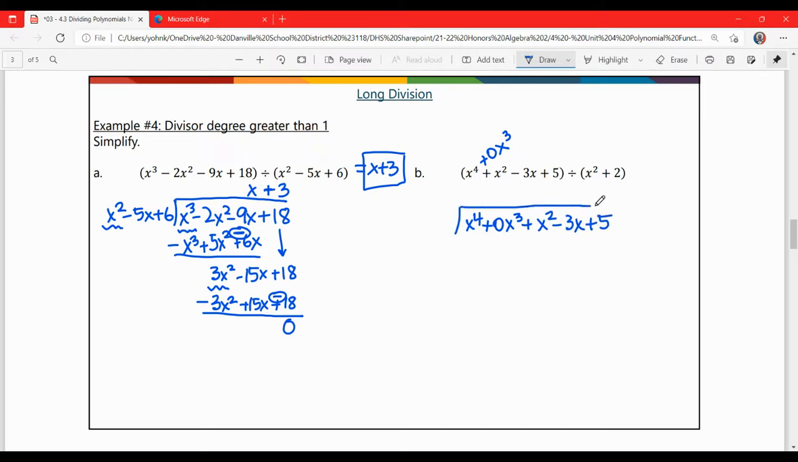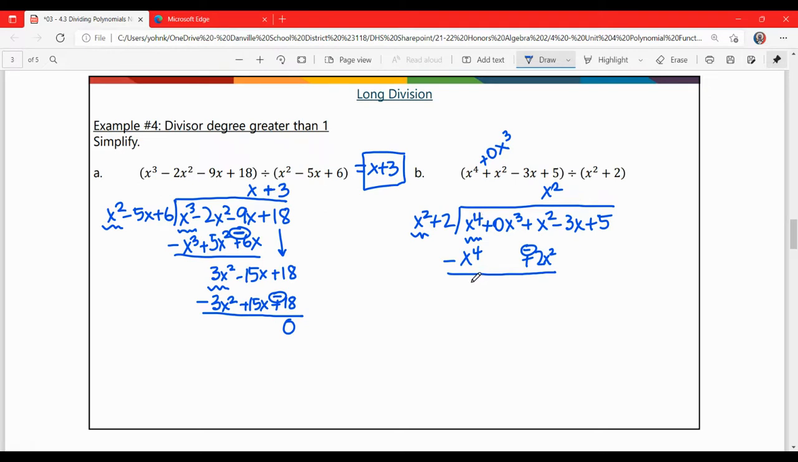And I am dividing by x squared plus 2. All right, only look at the beginning. So x squared times what is x to the fourth? The answer is x squared, so I'm going to put it above the other x squared. Then I'm going to distribute, so x squared times x squared is x to the fourth, and x squared times 2 is 2x squared. It's got to go underneath the other x squared. Draw your line, change your signs.